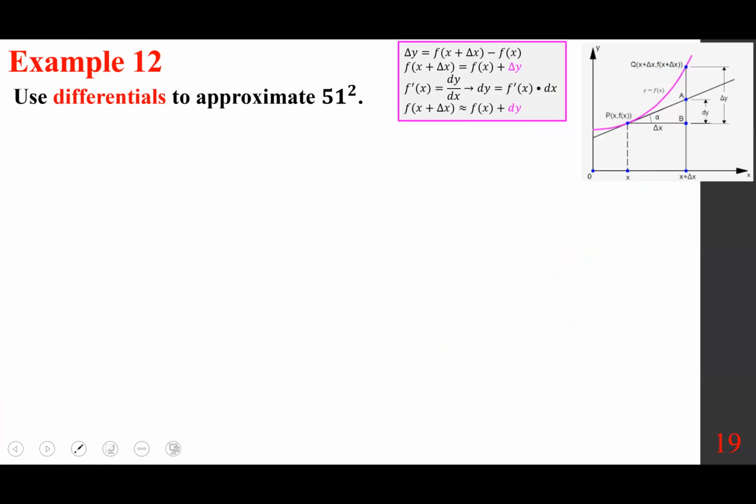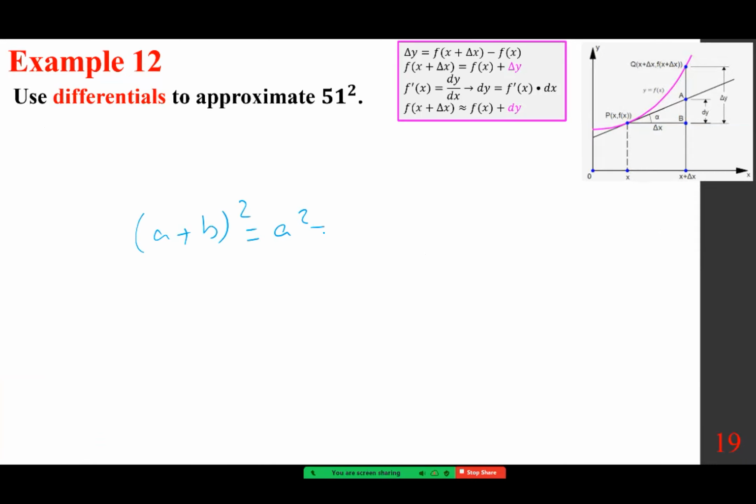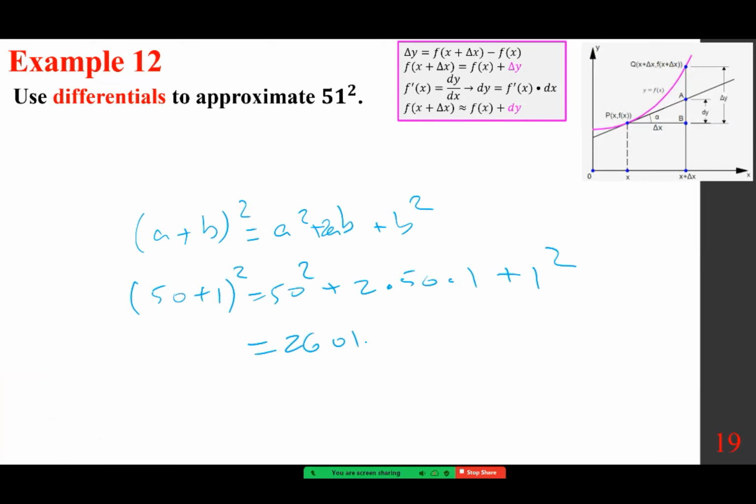Use differentials to approximate 51 squared. First of all, I hope everybody remembers from algebra, a plus b squared is a squared plus 2ab plus b squared. So you can do it in your head. 50 plus 1 squared is 50 squared plus 2 times 50 times 1 plus 1 squared, which is 2601. So this could be done pretty fast. Okay, we don't need a calculator for that. I'm just reminding you of that.